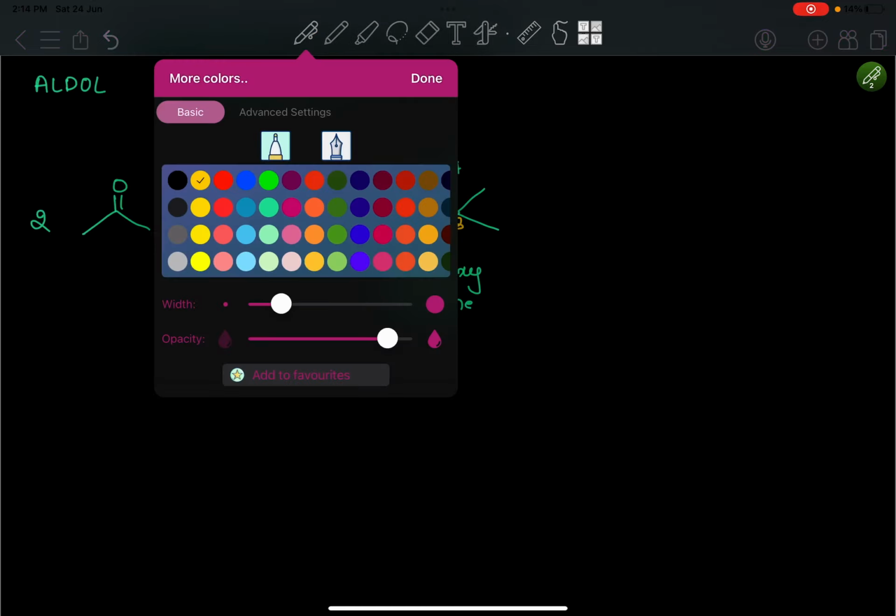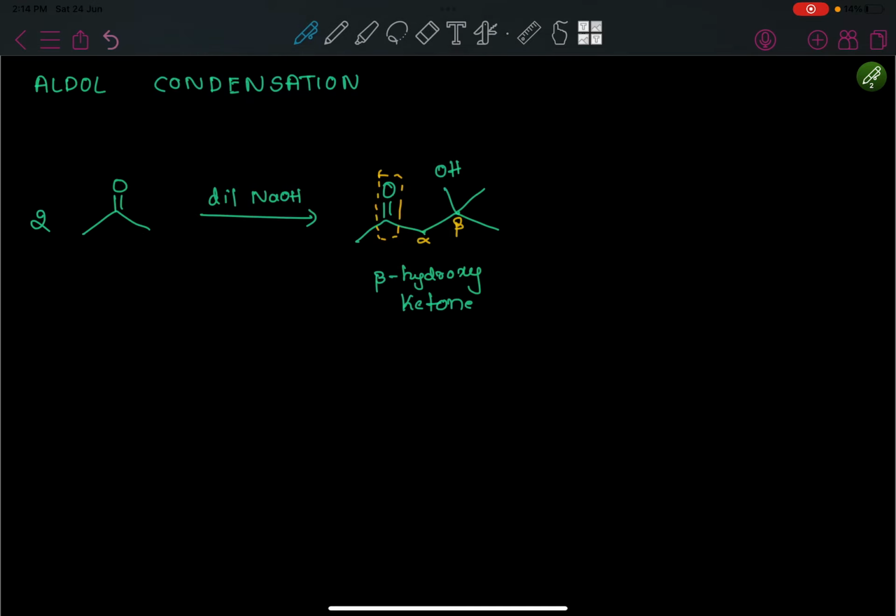Now if I react this further upon treatment with heat, what will happen? Usually whenever you provide heat, water is lost, right? When water is lost, the product obtained is this. Something has happened here. I'll explain now. See here, at the alpha and beta position we have loss of water. OH is getting removed from here, and from here I have loss of water.